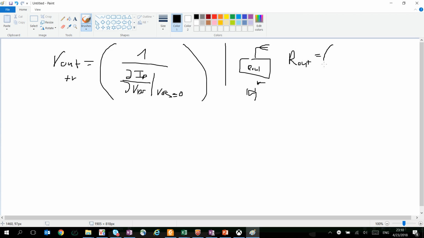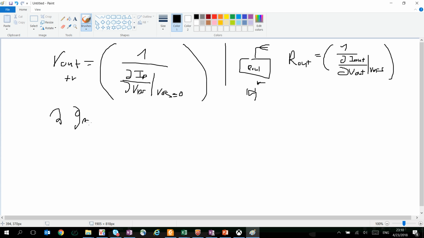Let's write it with a capital R representing the box. So R out is going to be 1 over the derivative of I out this time instead of ID over the partial derivative of V out, where V in is constant. So we see a lot of these things are very similar. It's just the one on the left and also the GM that we've seen before.